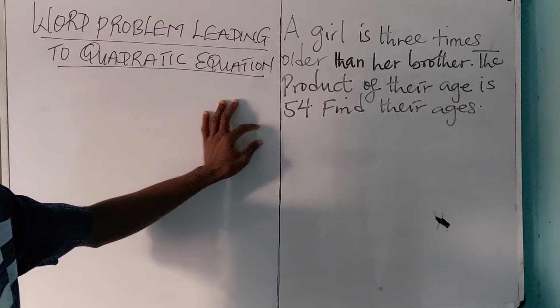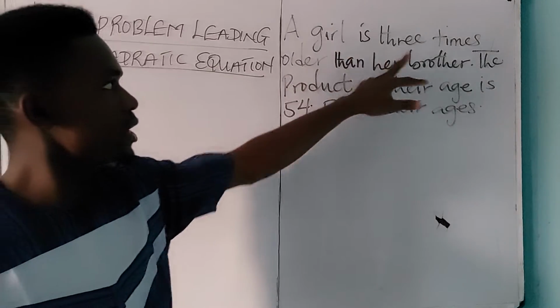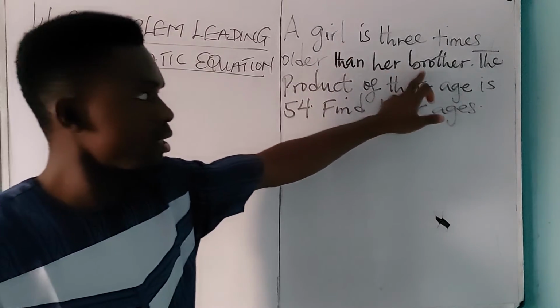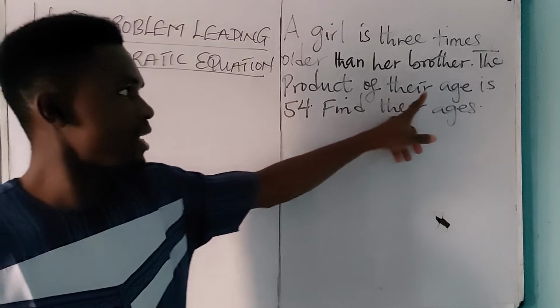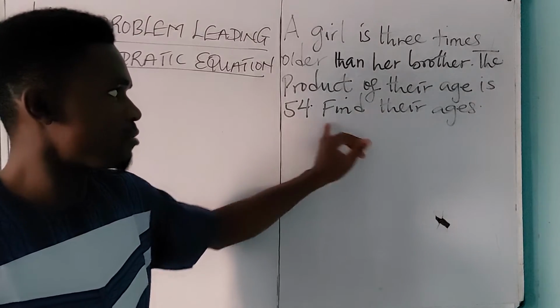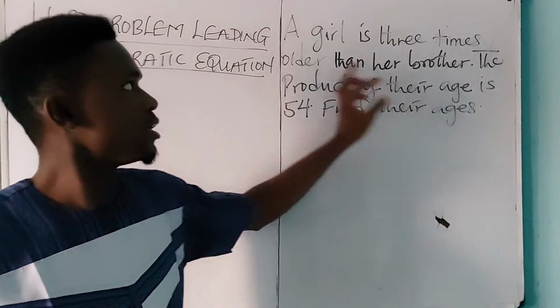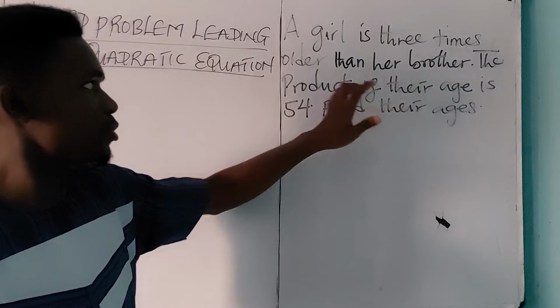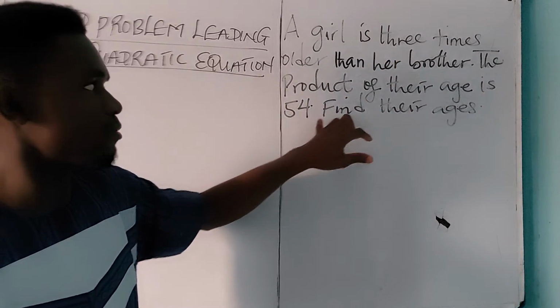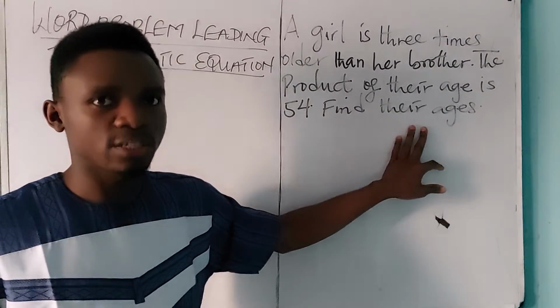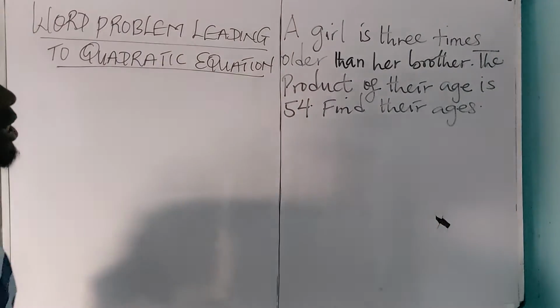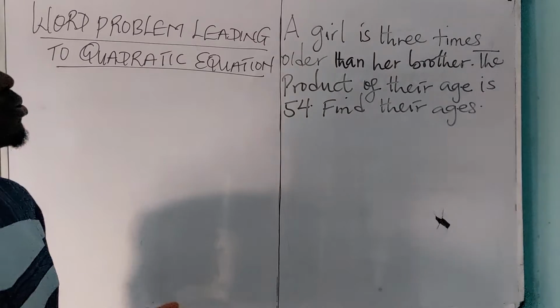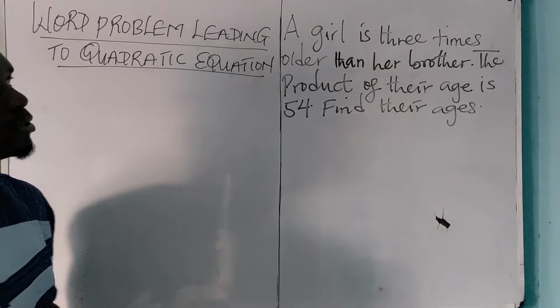Now you have a question: a girl is 3 times older than her brother. The product of their ages is 54. Find their ages. A girl is 3 times older than her brother. The product of their ages is 54. Find their ages. Okay. Now you and I, we don't know the age of the brother.